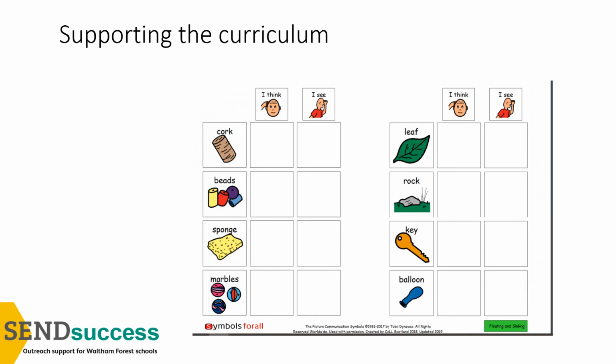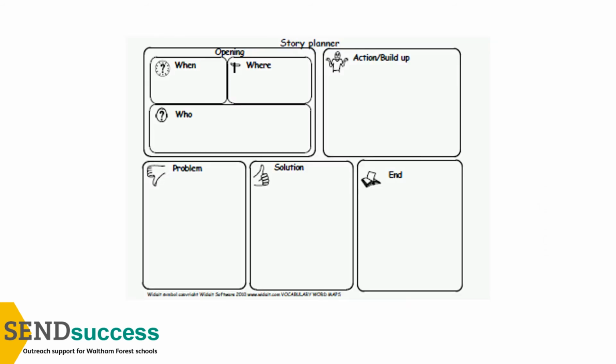And visual support can also be really helpful when supporting the curriculum. So here's an example where in a science lesson a child is looking at things that sink or float. And it's just a really lovely way of visually presenting those two ideas. Here's an example of how you might visually present planning a story, the different elements of a story and how it may come together at the end. This can really help organisation skills and planning.